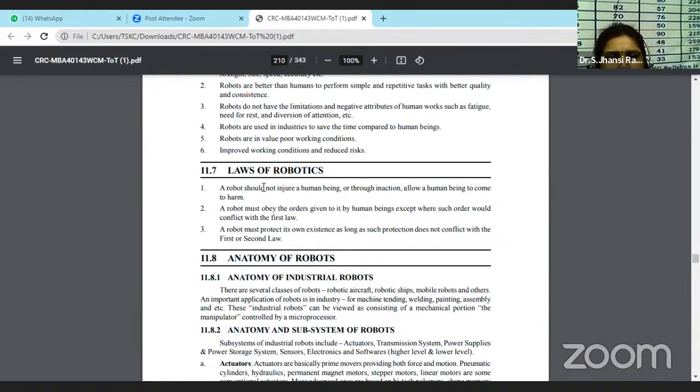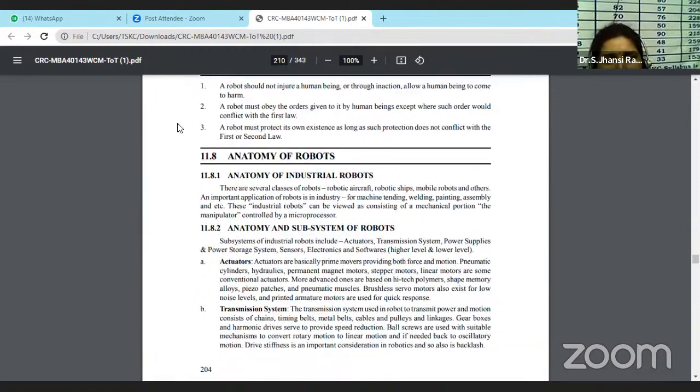So we have the laws of robotics. First, a robot should not injure a human being, or through inaction allow a human being to come to harm. That is very important. Second, robots must obey the orders given to them by human beings, except where such orders would conflict with the first law, meaning it should not harm human beings. Third, a robot must protect its own existence as long as its protection does not conflict with the first or second law. So these are the laws.